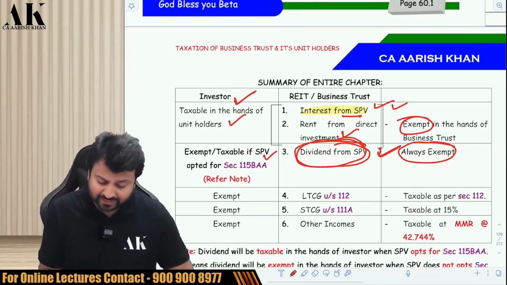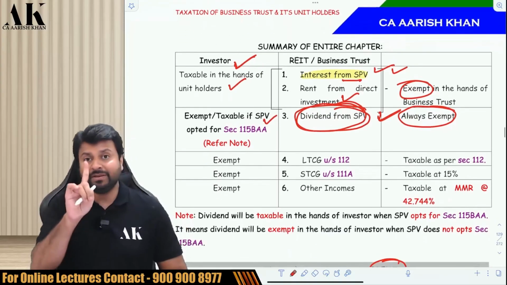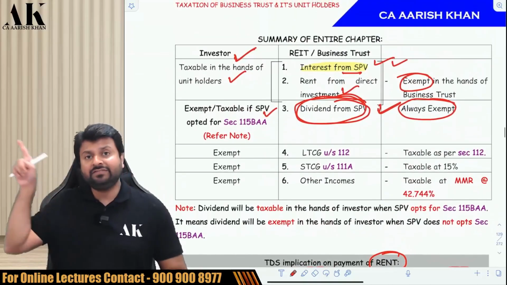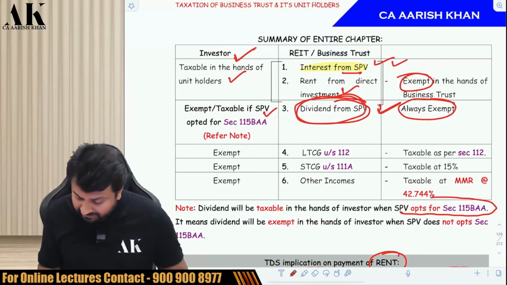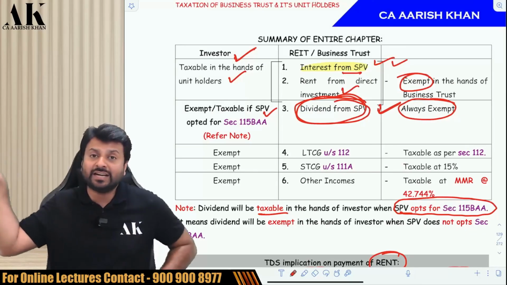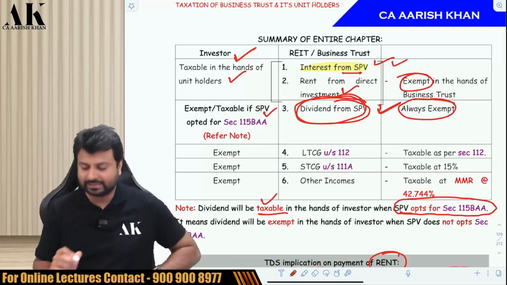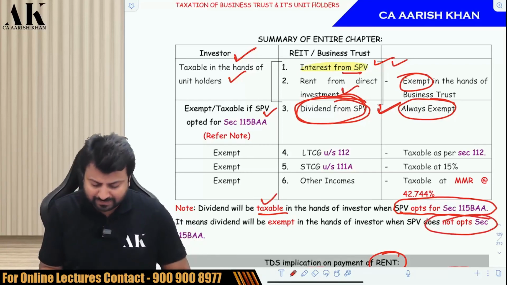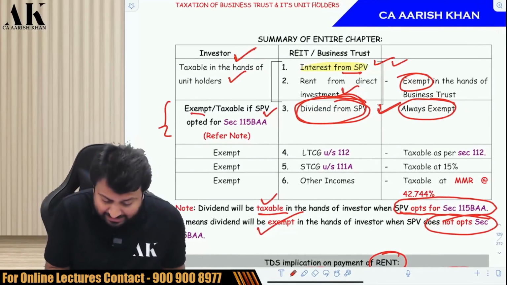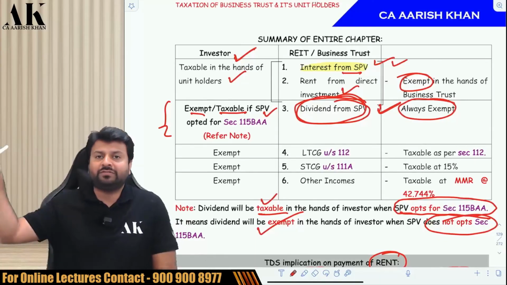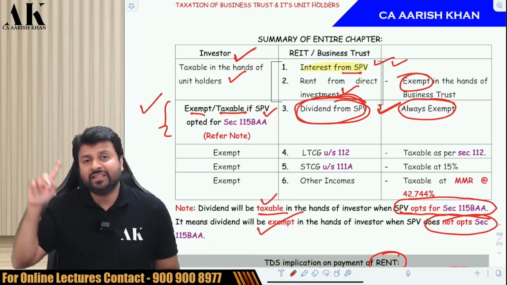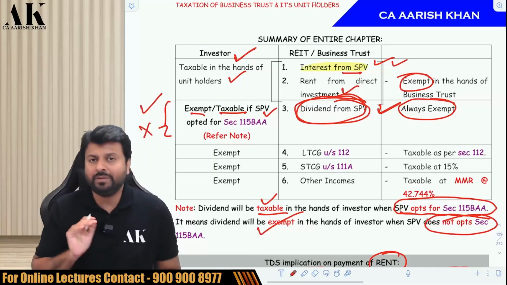But in the hands of the investor, it depends. It depends upon what? Be very careful. It depends upon one very important factor. Listen carefully, if the SPV has opted for 115BAA, then the dividend will be taxable. It means if the SPV has taken the concessional tax benefit, then the investor has to bear the burden of tax. But if the SPV has not opted for 115BAA, then the income will be exempt in the hands of the investor. So the dividend will be exempt or taxable depending upon whether the SPV has opted for 115BAA or not. If the SPV has opted for 115BAA, you have to pay tax here. If not, you will be exempted from here.